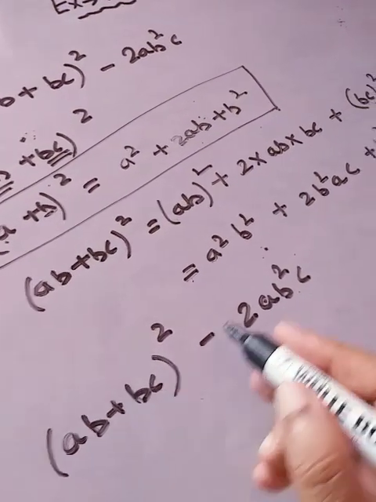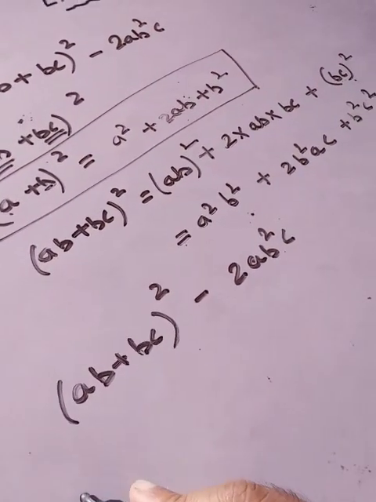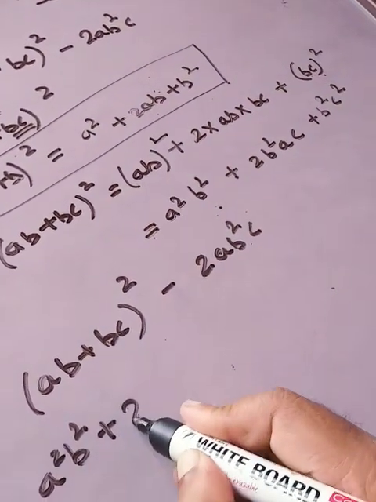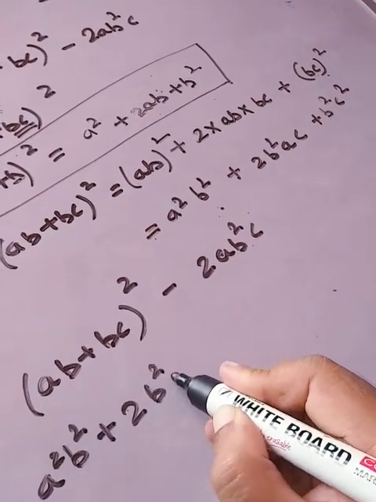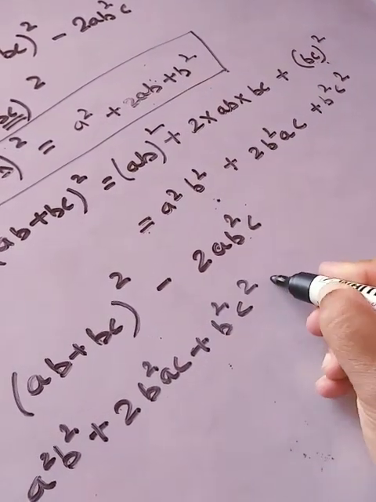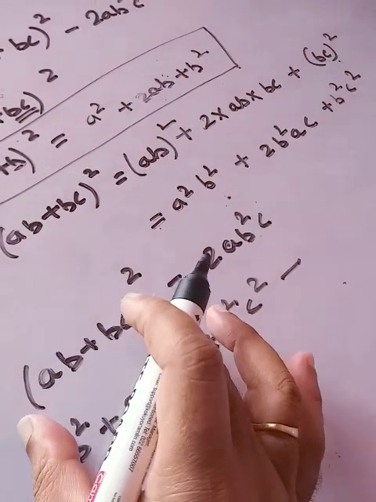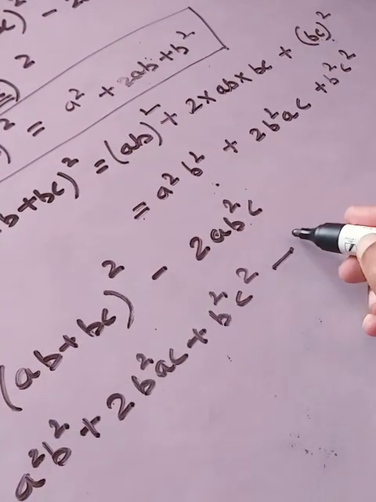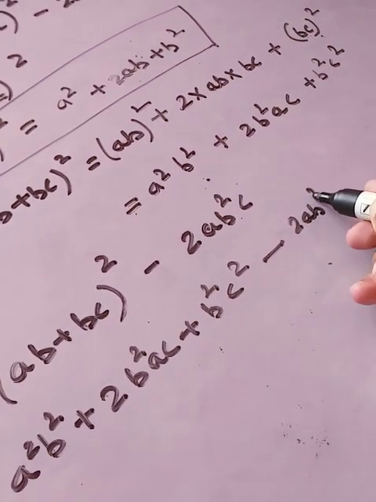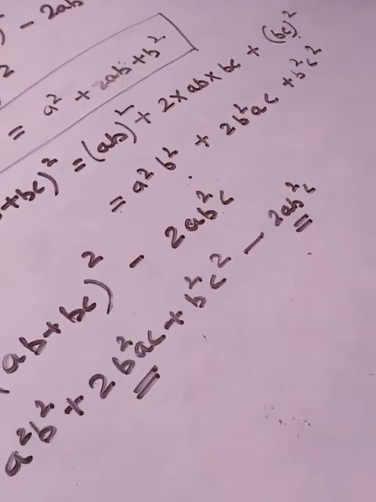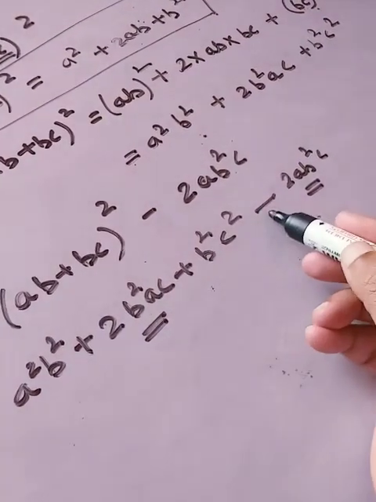Now what is the answer of this? This whole part, isn't it? So we'll write it down. A square B square plus 2B square AC plus B square C square minus, we have written the answer of this one. See, now again minus is there, we'll write this one, 2AB square C. Now these two are like terms. Okay, so plus minus is minus.